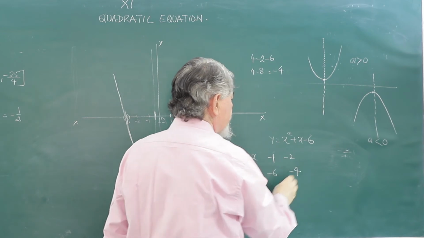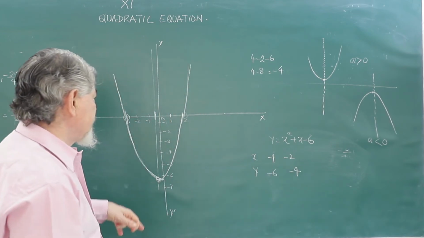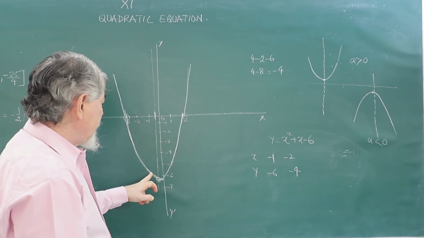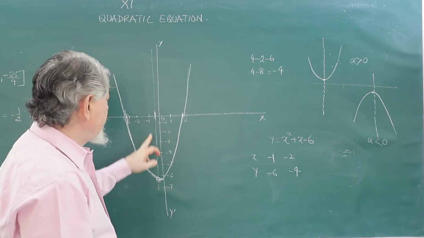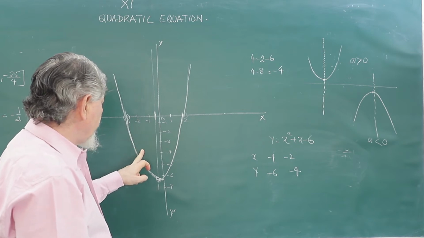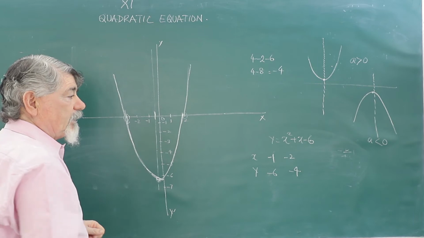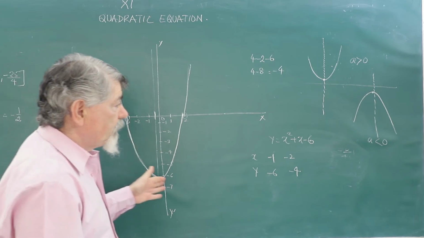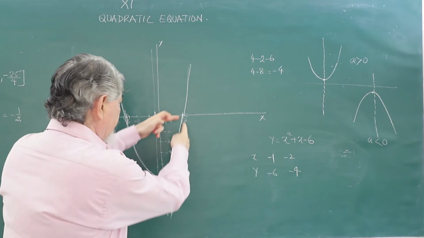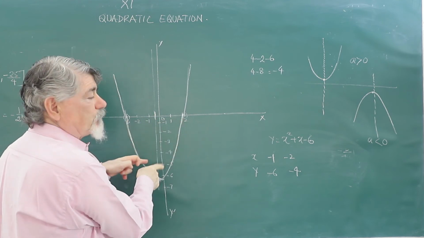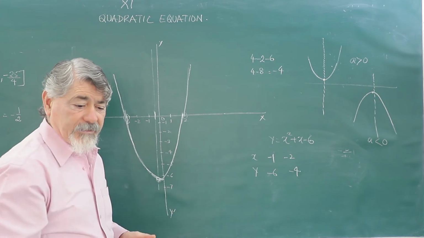So you can plot these points also, minus 1, minus 6 somewhere here, and that will give you the exact shape, and minus 2, minus 4 here, so that you get the correct shape in between. So you can plot many points in between here, so that nobody says this is not the shape. Yes, exactly, the points will come and you will get the correct shape.